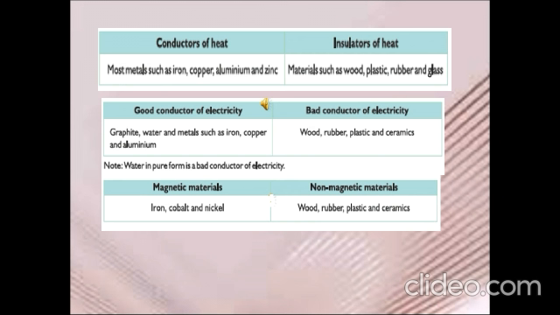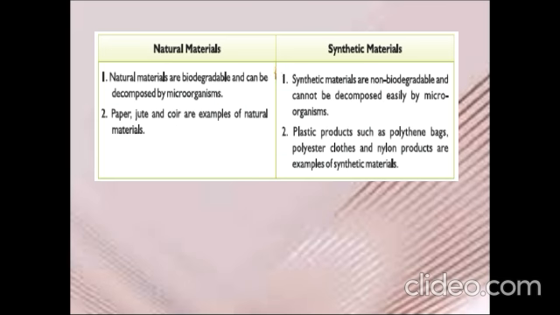And magnetic materials, non-magnetic materials. Magnetic materials will be attracted by the magnet, whereas non-magnetic materials will not be attracted by the magnet. Magnetic materials are iron, cobalt, nickel, etc. Non-magnetic materials might be wood, paper, plastic, etc. Then natural materials and synthetic materials. As we discussed earlier, natural materials are biodegradable and synthetic materials are non-biodegradable. Examples for synthetic are plastic, and examples for natural are paper, jute, etc.